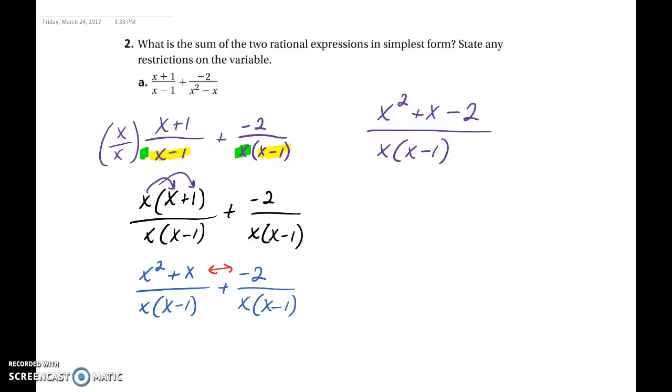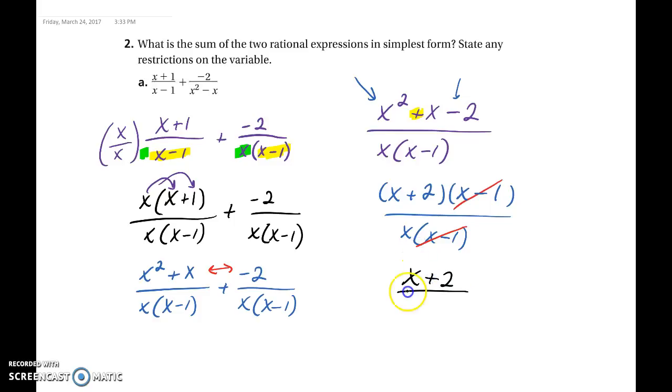And remember, we're not done yet. We have to simplify. So we need to ask ourselves, can this factor? Well, this minus sign tells me that the signs will be different. So if it can factor, it would be x plus and x minus. All right, so factors of 2 that have a difference of 1, well, 2 and 1. And since the middle term is positive, that means our larger number has to be positive. So x plus 2 and x minus 1. That means we can cancel out and simplify. And this final answer is x plus 2 over x.